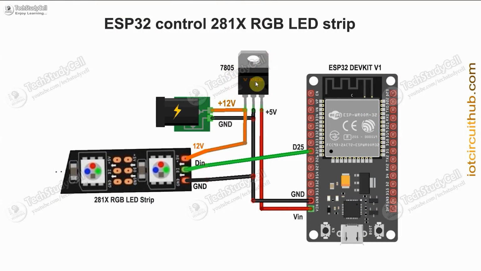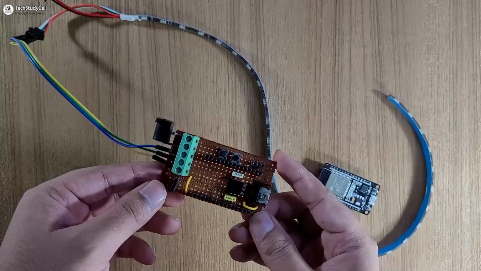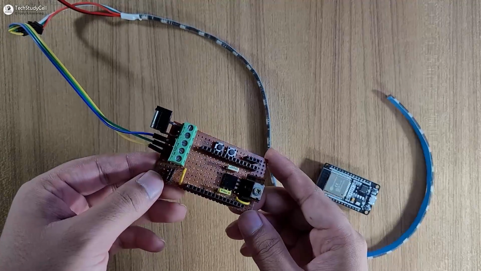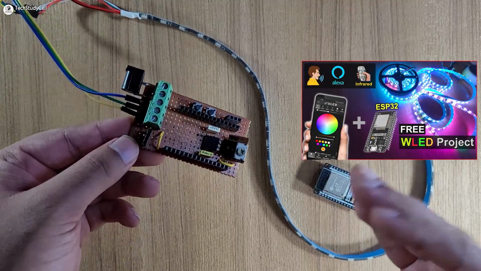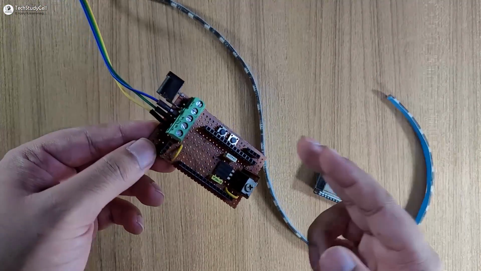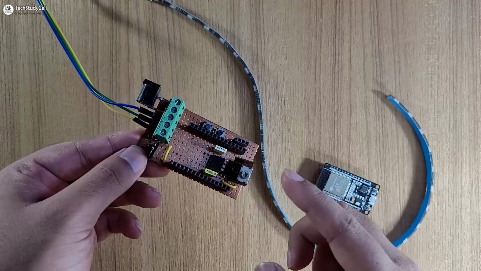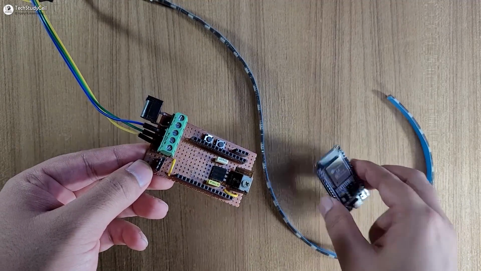In the circuit, I have used a voltage regulator to drop down 12 volt to 5 volt for the ESP32. But if you are using a 5 volt LED strip, then you can directly connect the ESP32 with the 5 volt supply. Here I am going to use this PCB for this project, which I have designed in the last video. You can find the link in the description. However, you don't need this push button. You just need a voltage regulator and an ESP32.